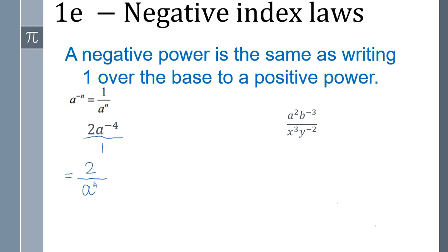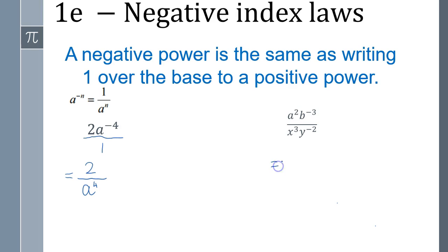Okay, so only that letter or number that's to the negative and you want to change crosses the line. Okay, this second one is a little bit more complicated. So I've got the top of my fraction, my numerator, has one positive and one negative exponent, and the same with my denominator. So the ones that are positive we're going to leave alone, and the ones that are negative need to cross the line.